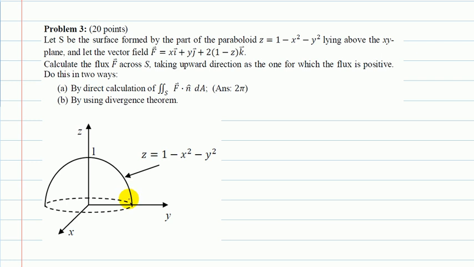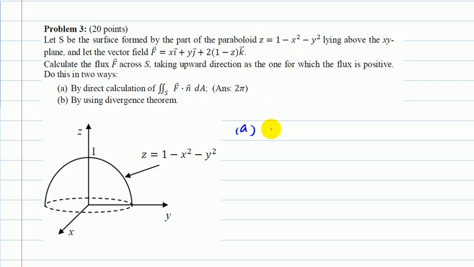Use two different methods. One way is to use direct calculation, and the second one is to use the divergence theorem. So let's take a look at part A here. This part A is very straightforward, using direct calculation.